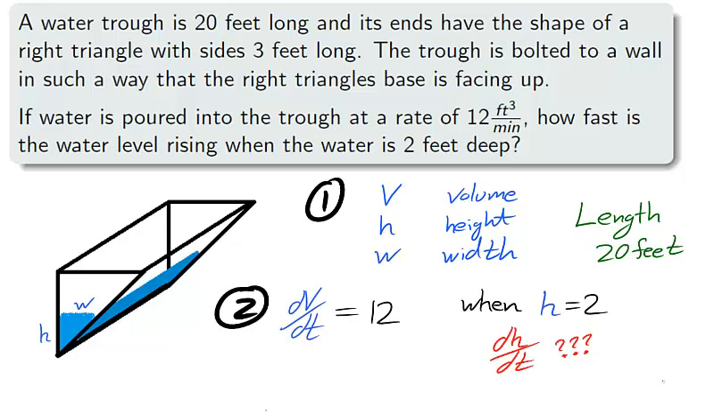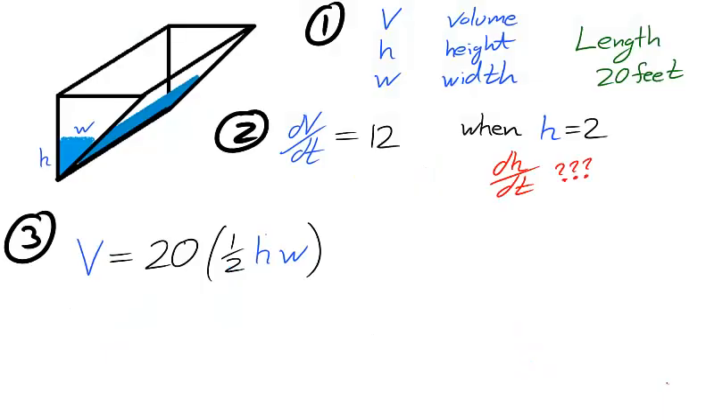Two. We are given the rate of change for the volume, and when the water is 2 feet deep, we are trying to find the rate of change for the height. Let's be careful with the equations that we find. There's the obvious volume, where we're working with the volume of a prism, its length times the base area. The length is 20, and the base is a triangle with sides h and w.